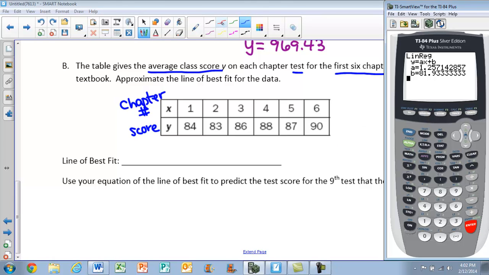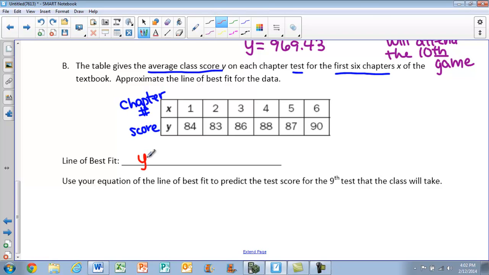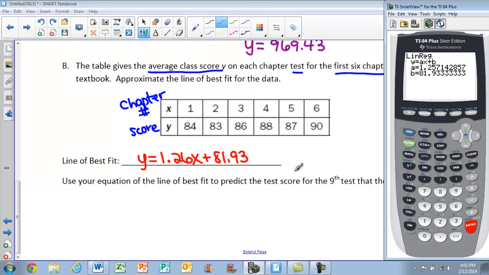When we round these to the nearest hundredth, what we end up with is y equals 1.26x plus 81.93. And if you look back at our calculations, we had to round to the nearest hundredth. So we had a 7, that's why we bumped it up to 0.26. And we had a 3, so that's why we left it as 81.93.